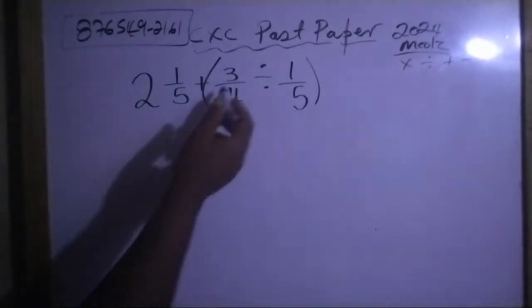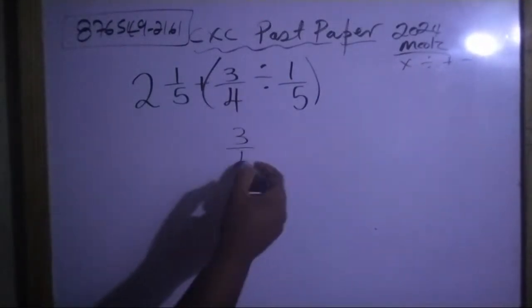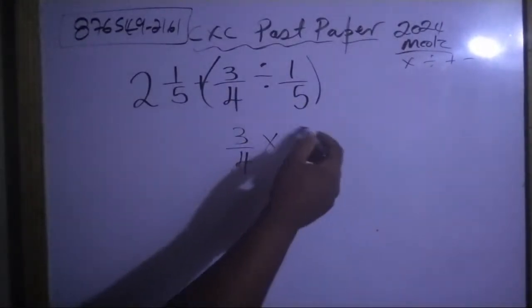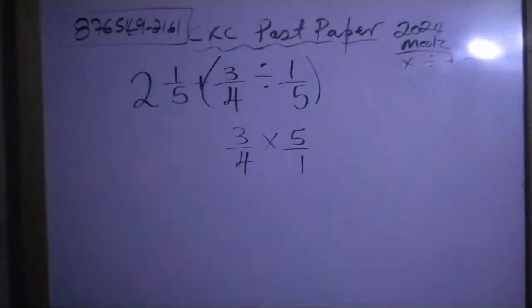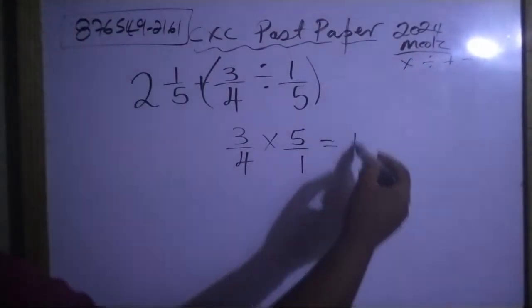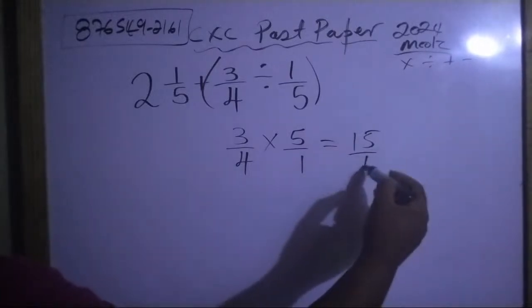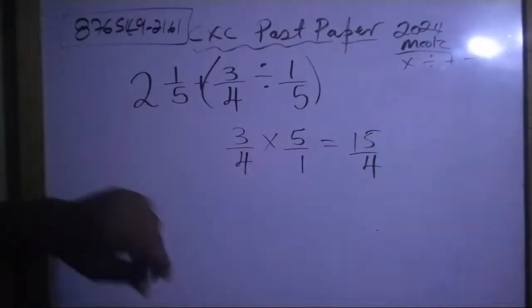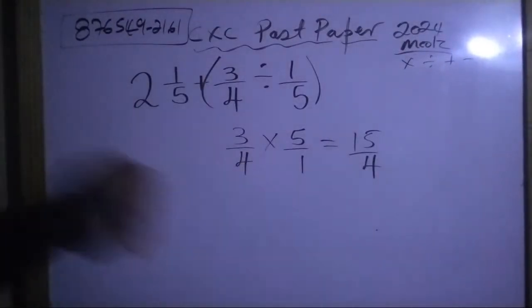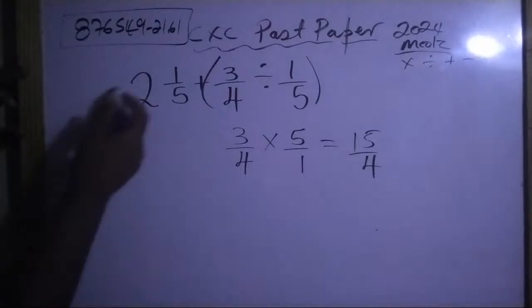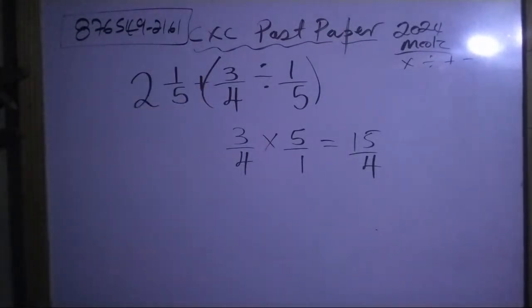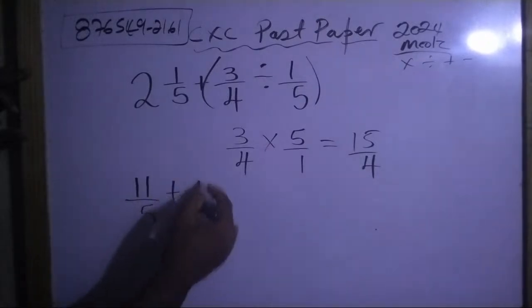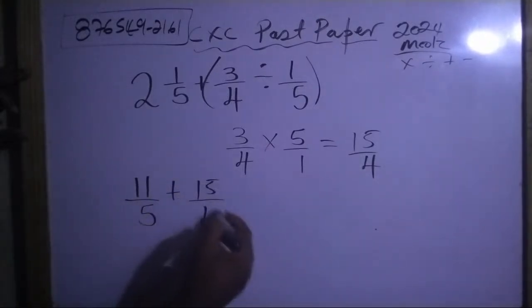So we have 3/4. When we are dividing, we change it to multiplication, but we have to reciprocate. So this becomes 5/1. So now we have 3 times 5, 15, and 4 times 1, 4. So I'm just going to convert this, and then we add. I'm not going to turn this back into a mixed number. 2 times 5, 10, plus 1, that's 11/5. So this will be 15/4.